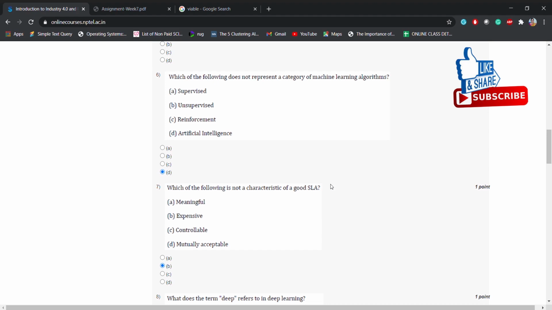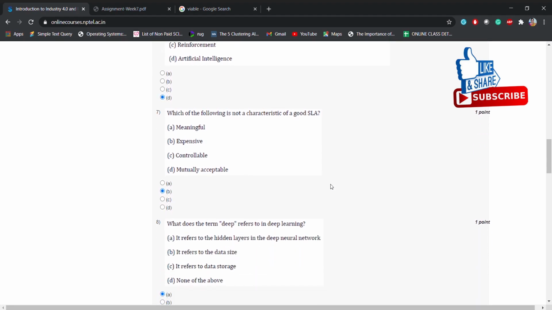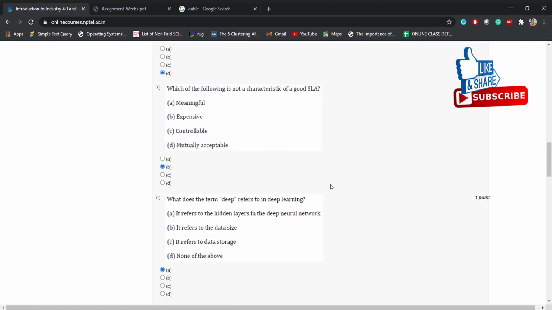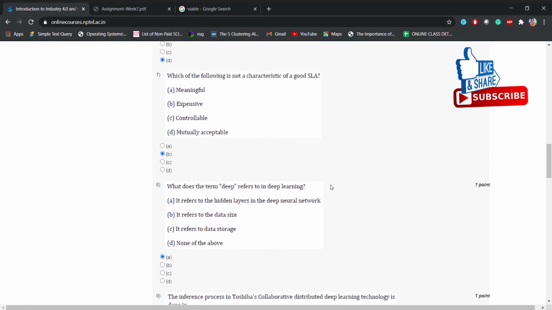Which of the following is not a characteristic of a good SLA? So the options are A. Meaningful, B. Expensive, C. Controllable, D. Mutually acceptable. So the characteristics are meaningful, controllable, mutually acceptable, and which is not a characteristic is expensive.